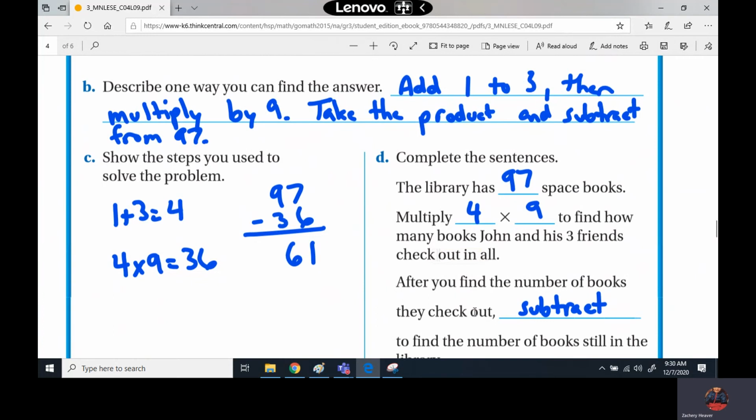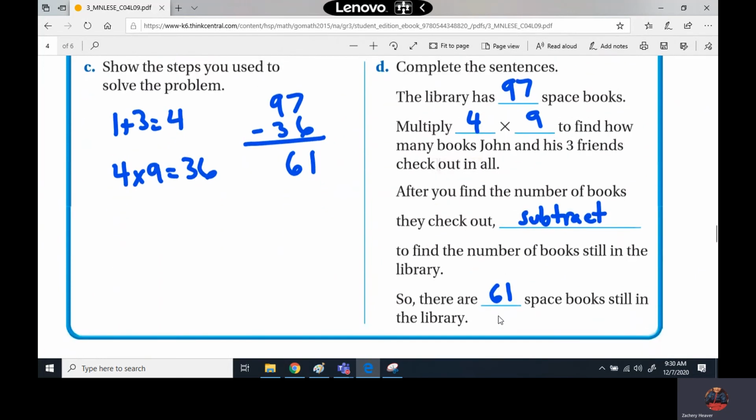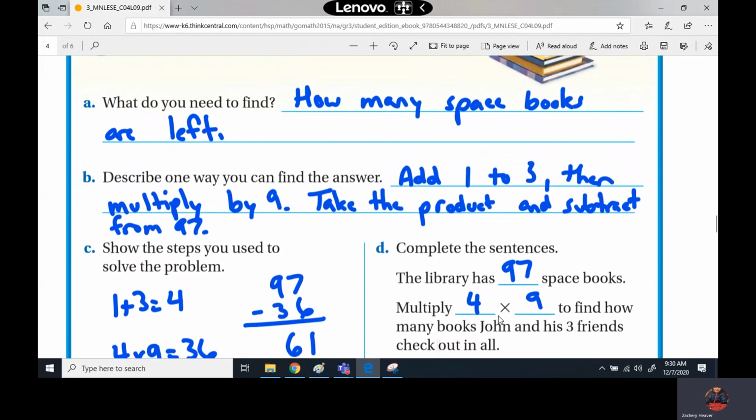So it says complete the sentence. The library has 97 space books. Multiply 4 times 9 to find out how many books John and 3 of his friends check out in all. After we find that number, we have to subtract to find the books still in the library. And we know there are 61 books left, okay? There are 61 books left.